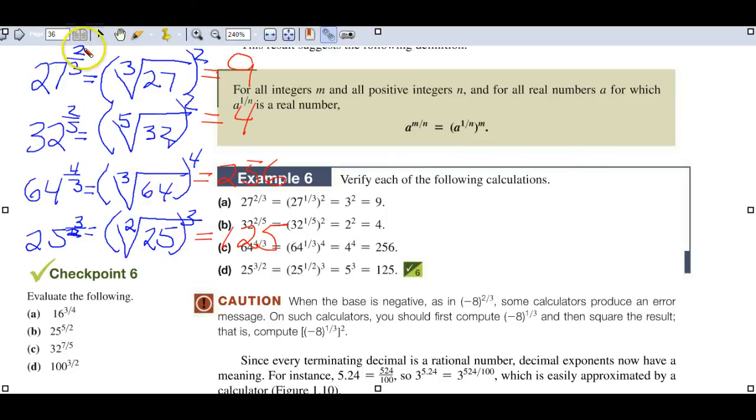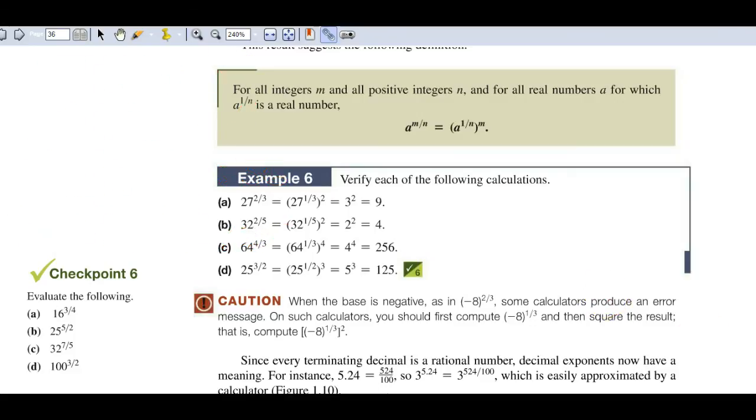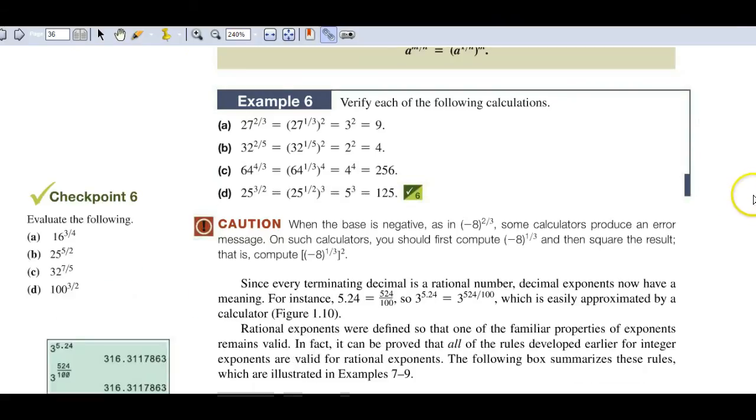So if you have a fractional exponent, the denominator is your index number. The base is the radicand, and then you raise it to that power. And that's what we've done. They're giving us some error messages sometimes if you're using your calculator for this. Let's go on and see where we are here.